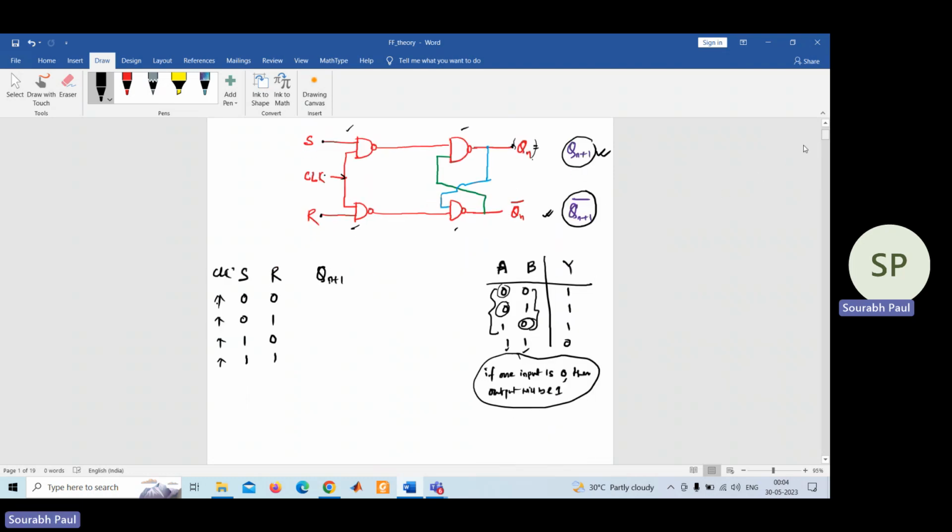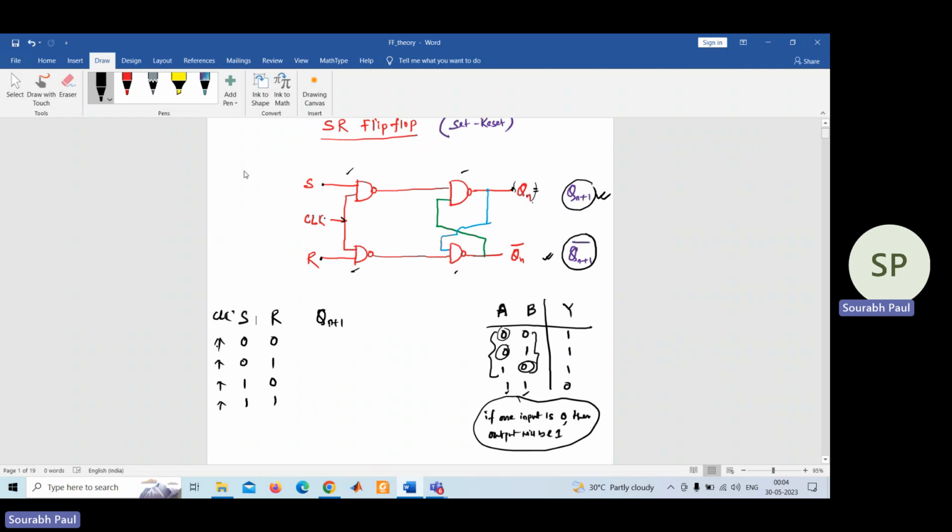Now, take the first condition. Suppose S equal to 0 and R equal to 0. This is the first combination we are considering. As S equals 0, R equals 0, and the clock is by default 1. I already told you, every time you need to consider clock equal to 1. So this arrow means we are considering the clock terminal equal to 1. Now check this truth table. We observed that if one of the inputs is 0, then the output will be 1. So you see this red color. Let me give some names.